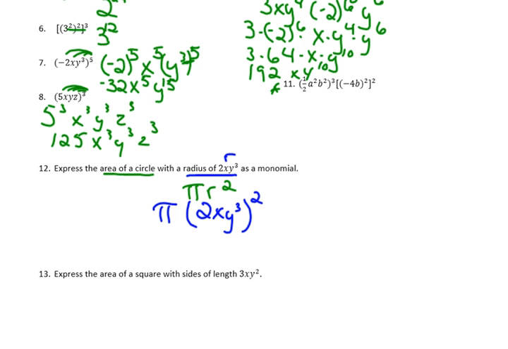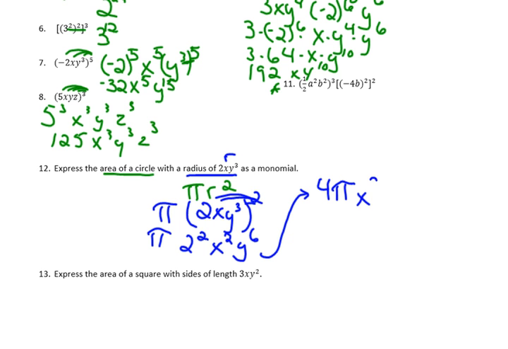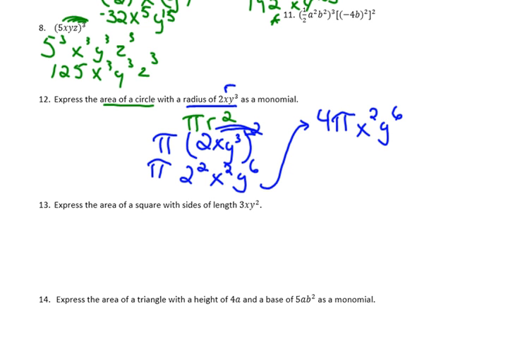This is now where I have to distribute my 2. So I'm going to have pi, 2 squared, x squared, and then y to the 6th, because I have to multiply those together. So now I just have to figure out what 2 squared is, which is 4. So we write this 4 pi x squared y to the 6th. I don't multiply by pi. We keep that in there because it's an irrational number. So I don't want to put that in as 3.14. We keep the pi.